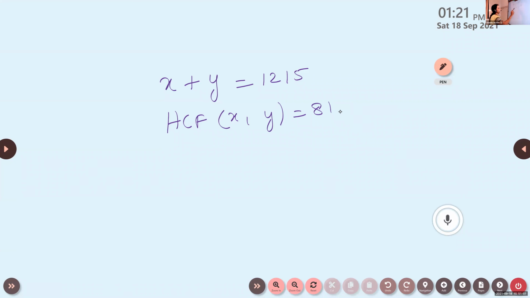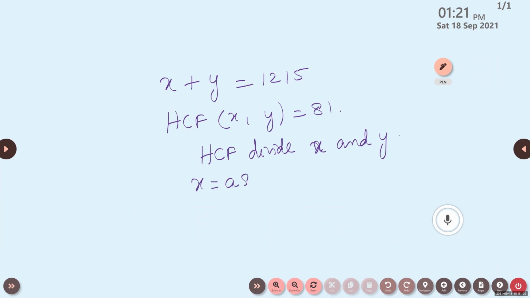It is given HCF of X and Y is 81, isn't it? So we know that HCF will divide the numbers, will divide X and Y. So the number X will be of the form A into 81. It will be a multiple of 81, so it will be 81A. Similarly, Y will be same as 81B.